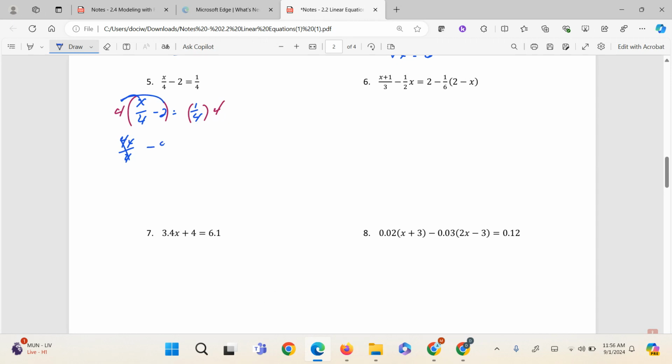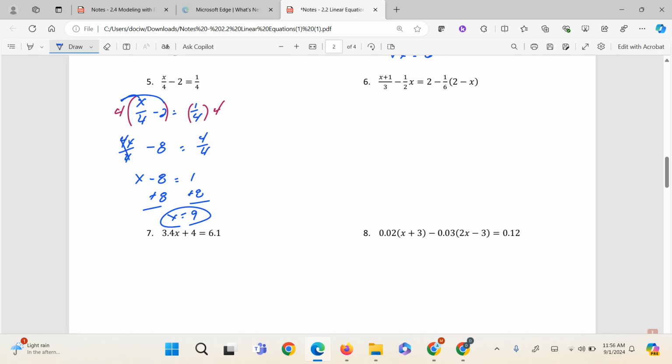4 times the negative 2 is negative 8. 4 times 1/4 is 4 times 1 over 4. So I'm going to have x minus 8 equals 1. I add the 8 to both sides. X equals 9. So one of the things that gets people in trouble with the algebra when they're not comfortable with it is trying to do too much all at one time. Okay, so you want to be careful with that.